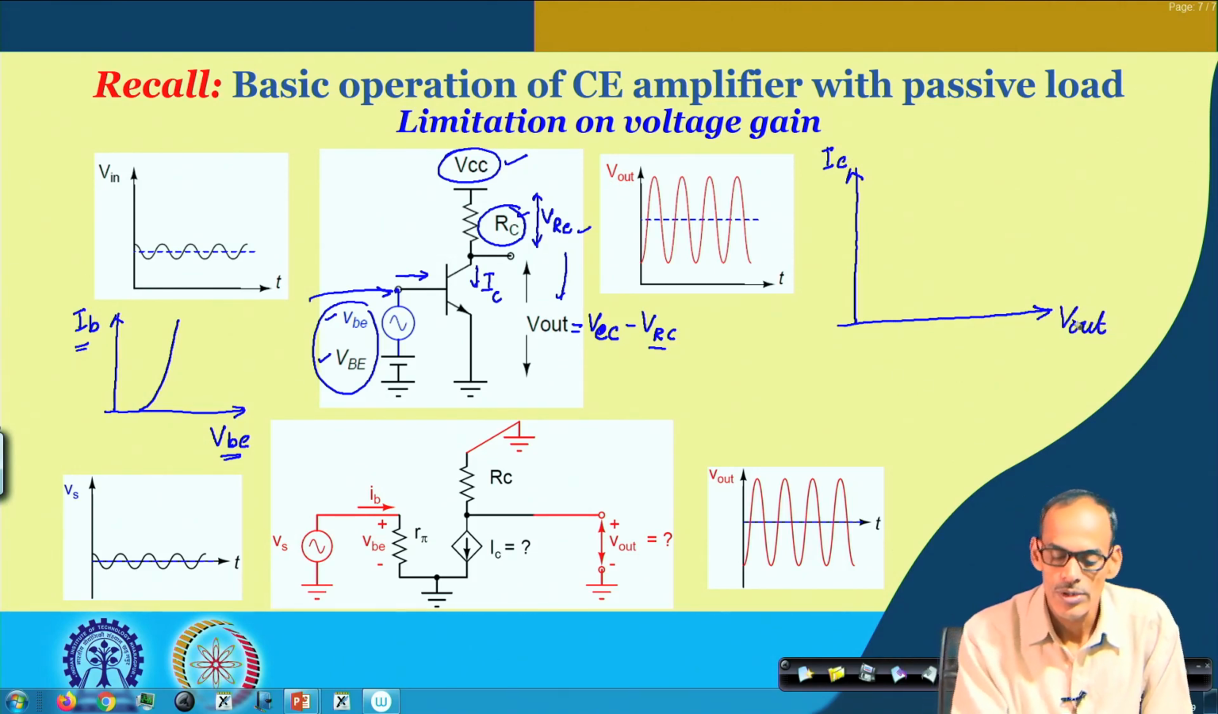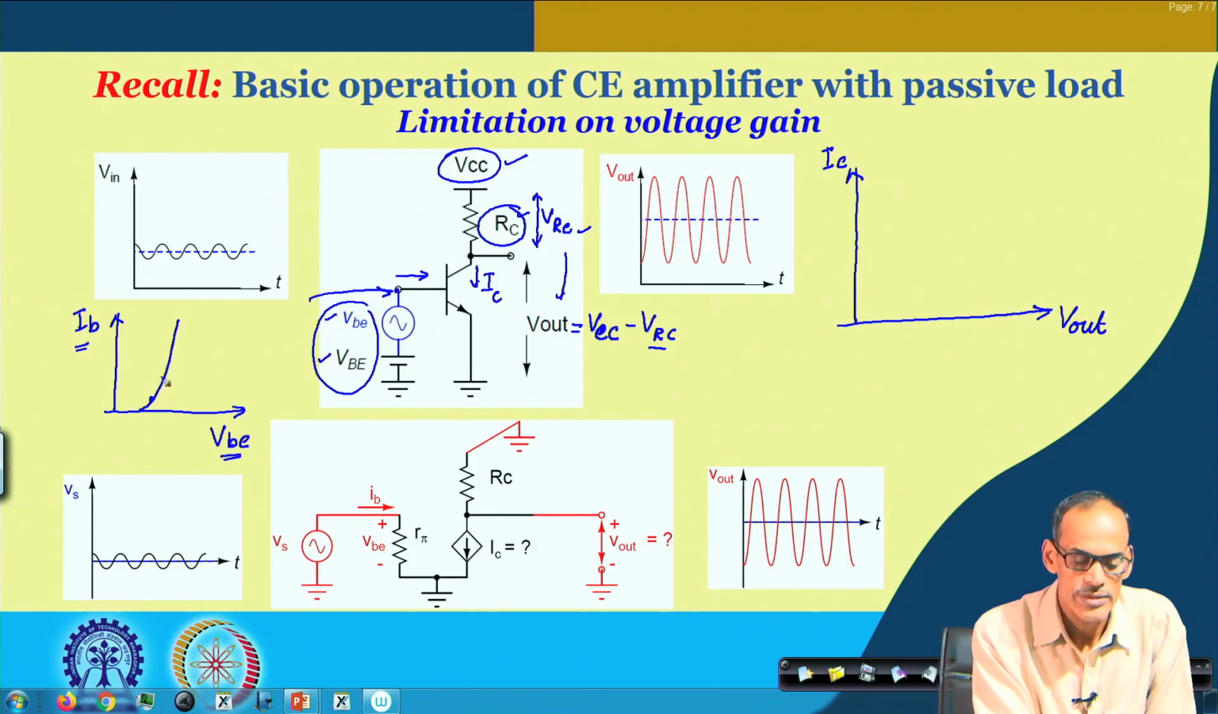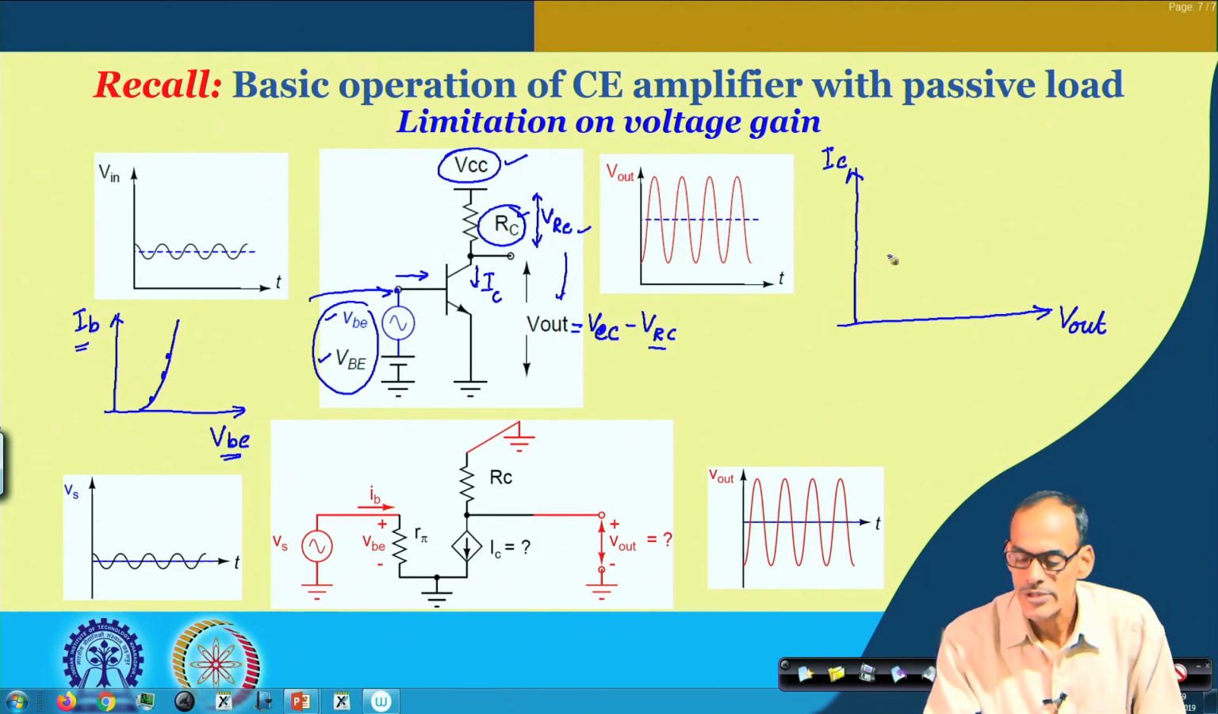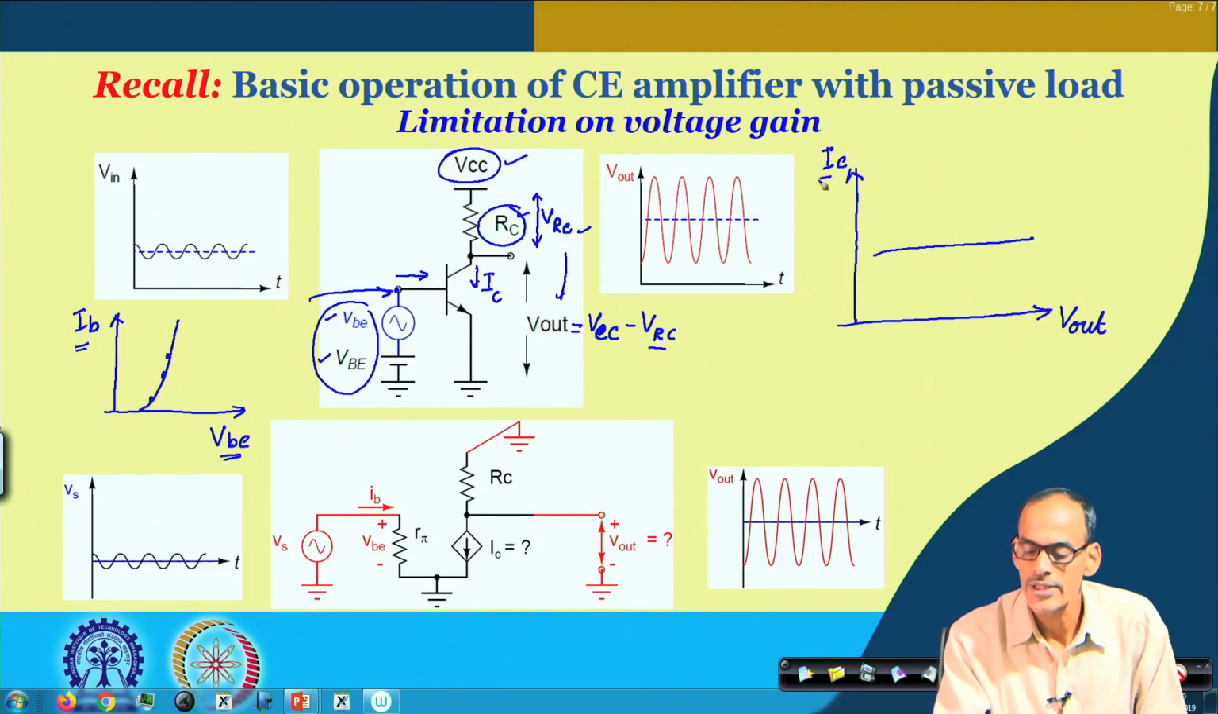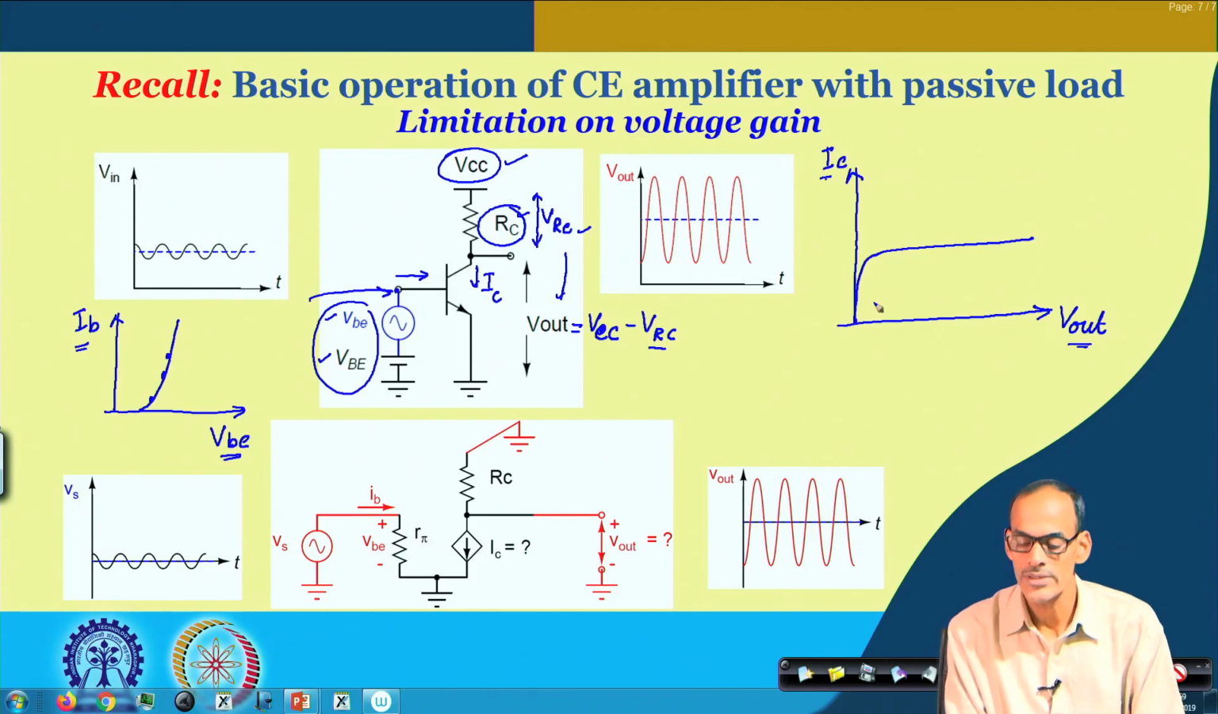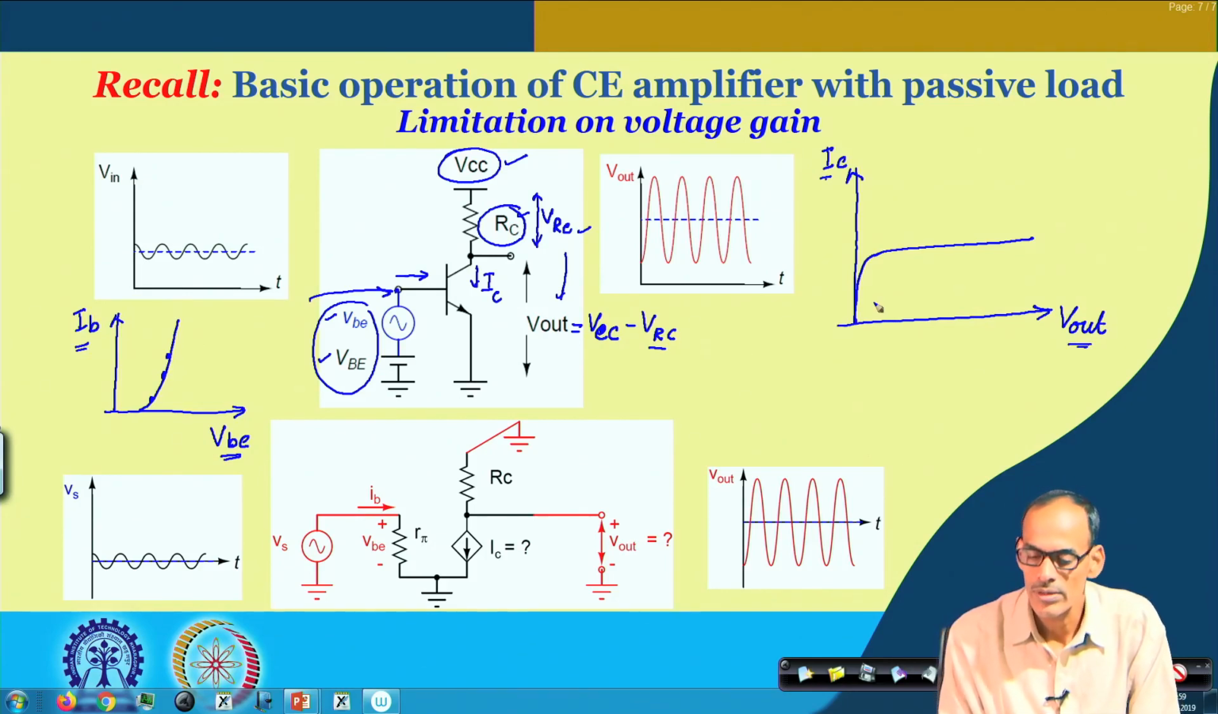You may recall that for a given value of current at the base, the corresponding collector current has an I-V characteristic like this. In the active region, the current IC is almost independent of Vout, but if you go very low, the device enters the saturation region, and there is a significant, or I should say sharp, dependency of the collector current on Vout, or in this case, VCE.